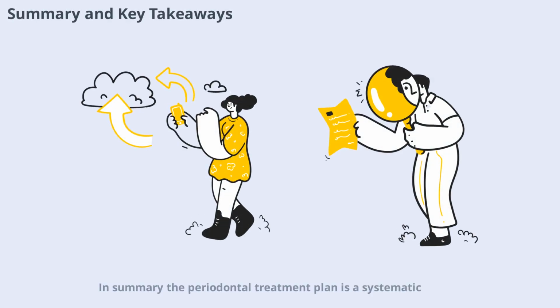In summary, the periodontal treatment plan is a systematic blueprint designed to restore and maintain periodontal health. By following a structured sequence of therapeutic procedures, clinicians can address emergencies, eliminate disease causes, perform necessary surgeries, restore function, and ensure ongoing maintenance. Re-evaluation and patient compliance are integral to achieving lasting results.